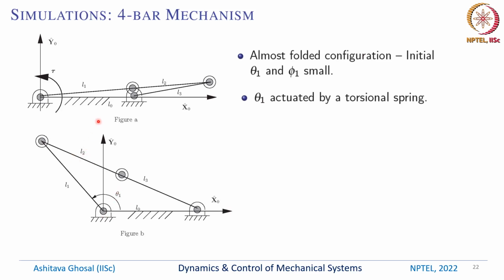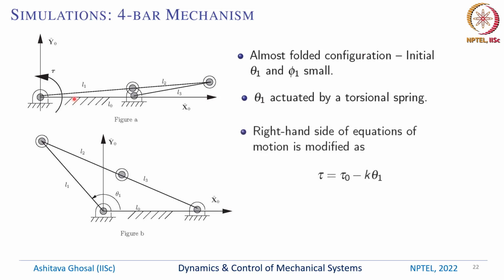So in the actual simulation, we will assume that this θ1 is rotated by means of a torsion spring. So theta 1 is actuated using a torsion spring. The right hand side of the equations of motion is now modified, because now we have a torque tau, acting here on the first joint, which is tau 0 minus k theta 1.